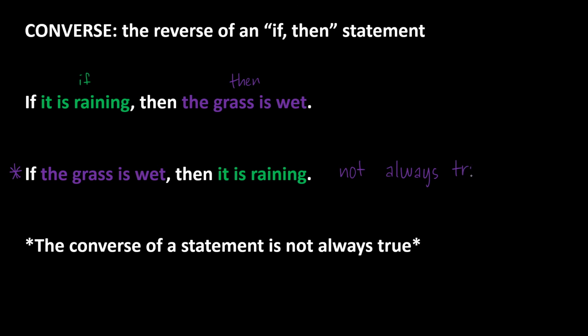So if grass is wet, that can mean that someone is running a sprinkler or a hose in their yard, or someone dumped a bucket of water or was watering their plants. It doesn't necessarily mean that it is raining if grass is wet. So just to reiterate, the converse or the reversal of a statement is not always true.